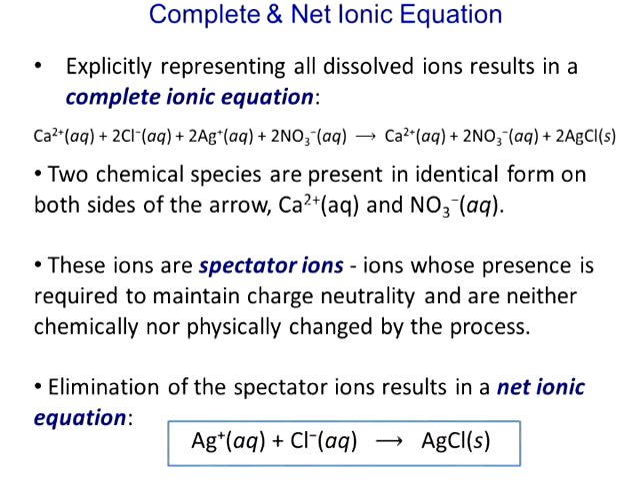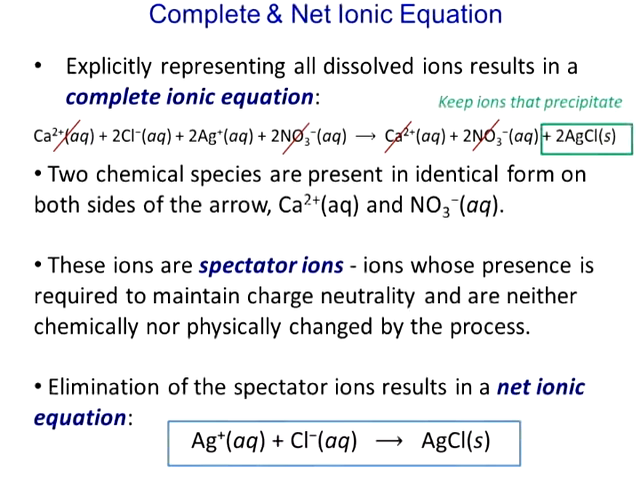The calcium plus 2 and the NO3 minus are what are called spectator ions. These ions, the spectator ions, are there for electronic neutrality, but they're not changed in the process. So, when we write a complete or, in this case, a net ionic equation, we eliminate the spectator ions. Elimination of the spectator ions gives us a net ionic equation.